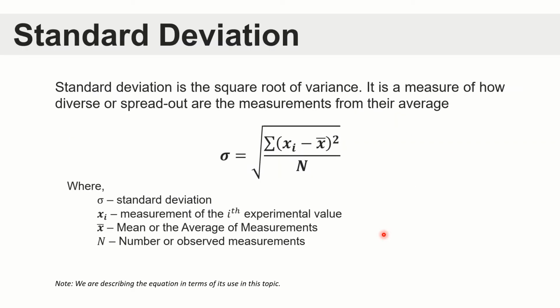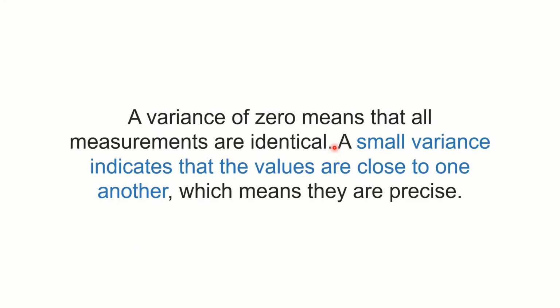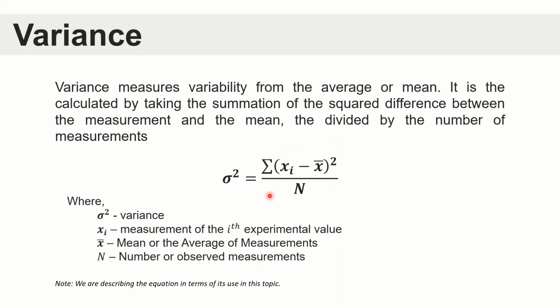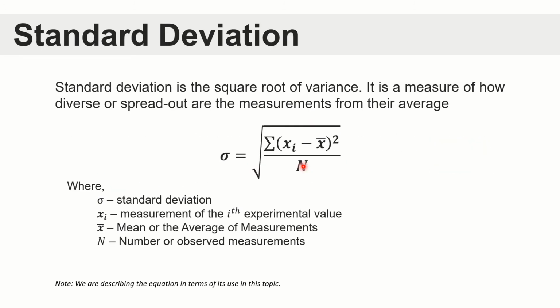On the other hand, standard deviation is the square root of variance and is the measure of how diverse or how widely spread the measurements are from their average. So, gaano ba kalayo yung data point mo from the mean of your data set. To get the standard deviation, we simply take the square root of the variance. Kung makikita mo ito, this is what is inside the radical. So the standard deviation is the square root of variance.